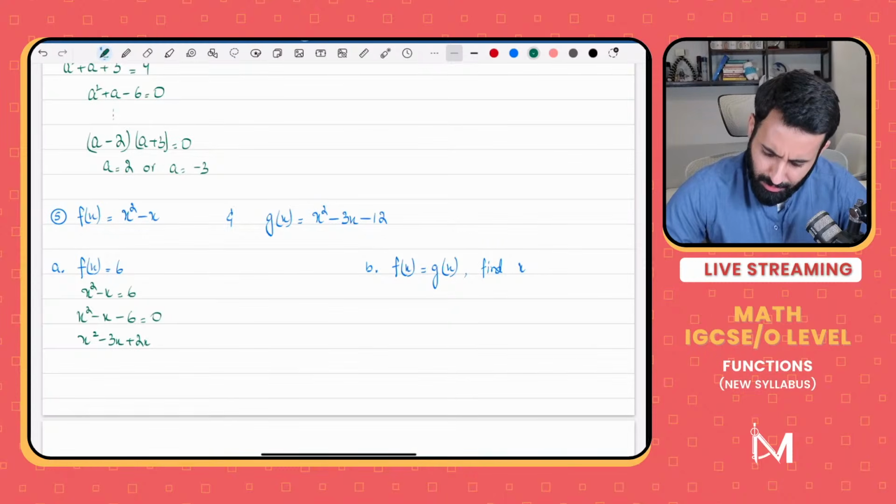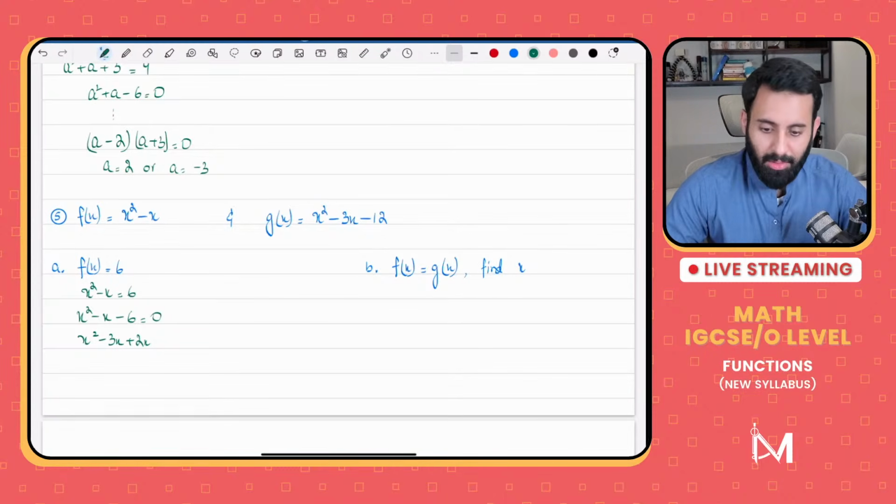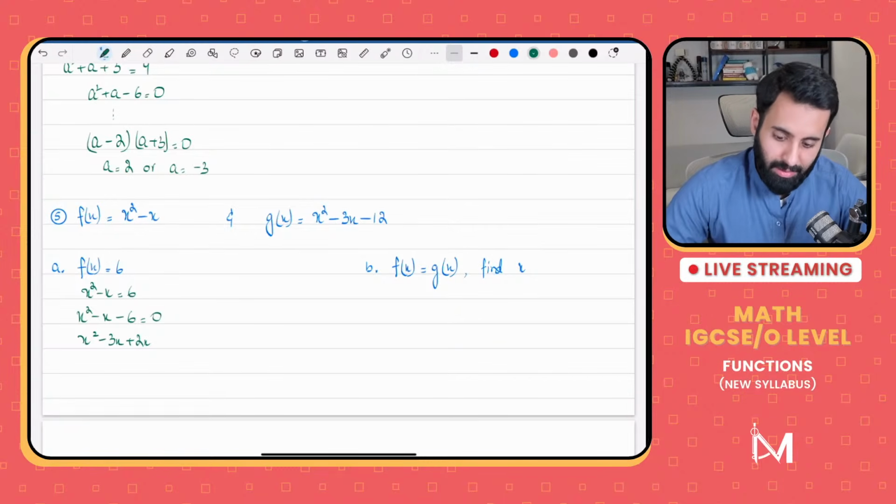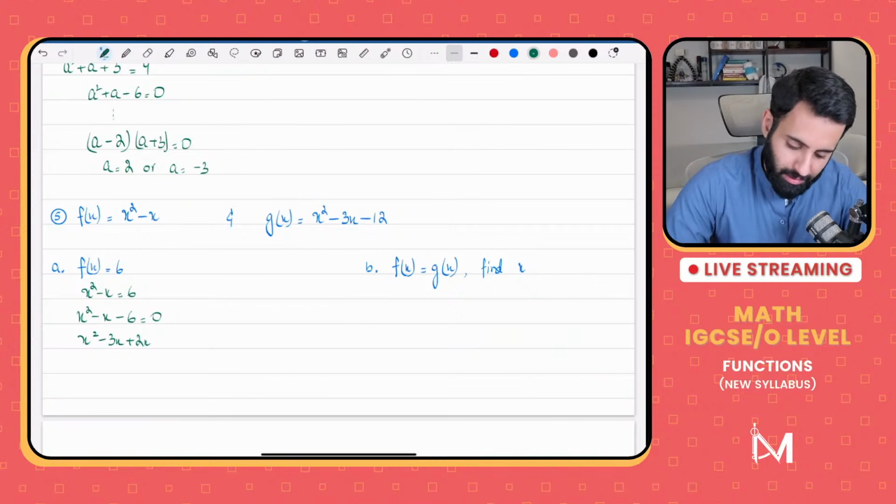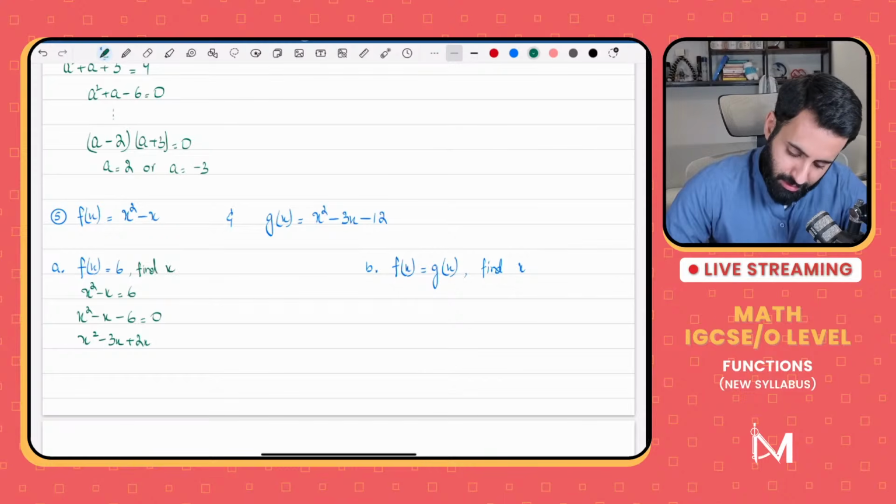30? How'd you guys come up with 30? We're not supposed to plug in 30. Okay, please read the question carefully. That's what you guys probably did. It says f of x equals 6, and you're supposed to find out the value of x. Okay, so make sure that you guys read the question carefully.